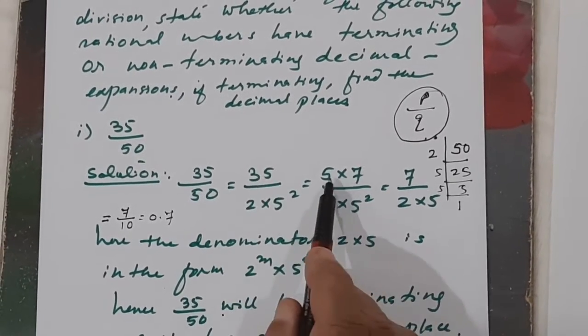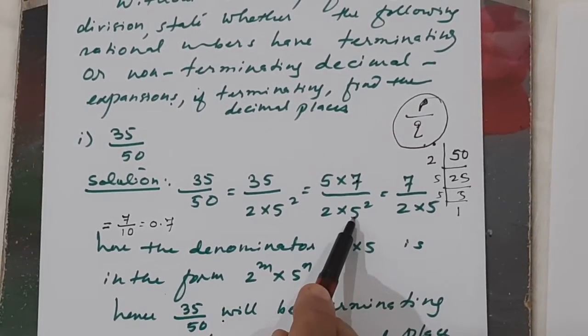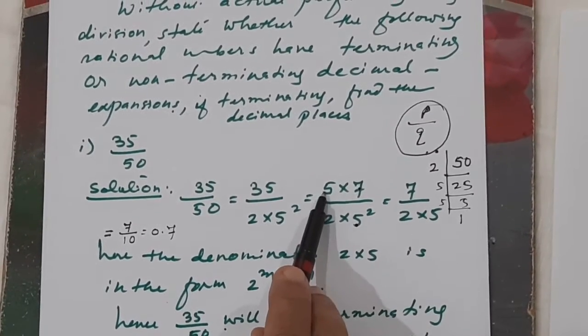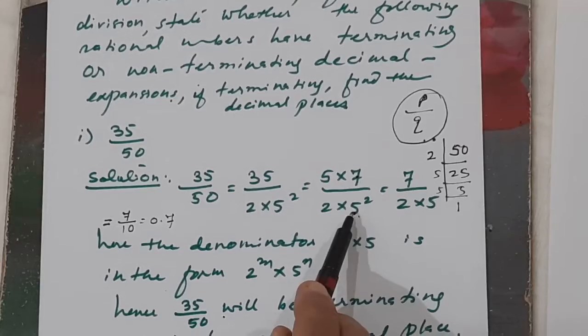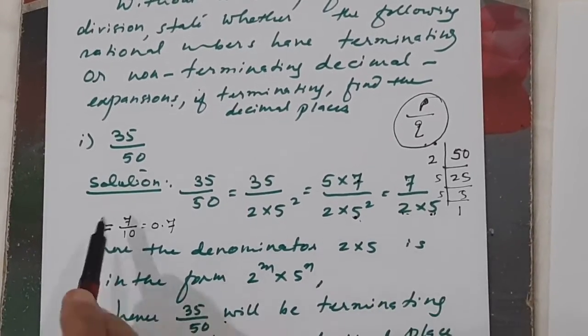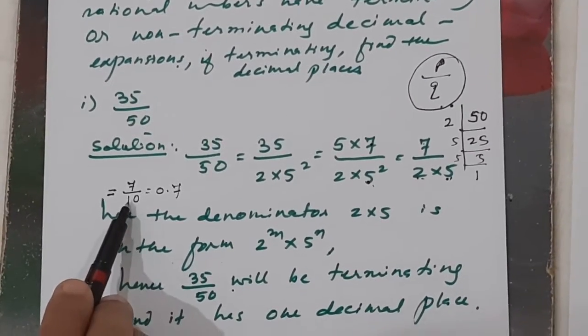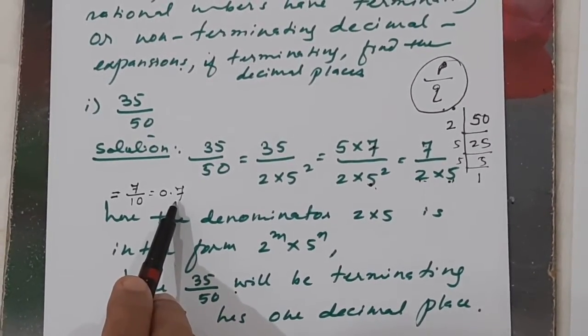And 35 also can be written as 5 into 7. So here 5 is 2 times in the denominator and 5 is 1 time in the numerator. So 1 time it gets cancelled. So 7 upon 2 into 5. 7 upon 2 into 5 can be written as 7 upon 10. And you know that 7 upon 10 is 0.7.